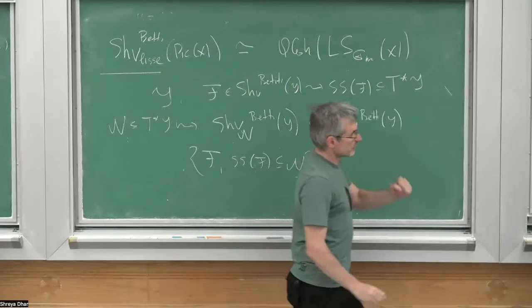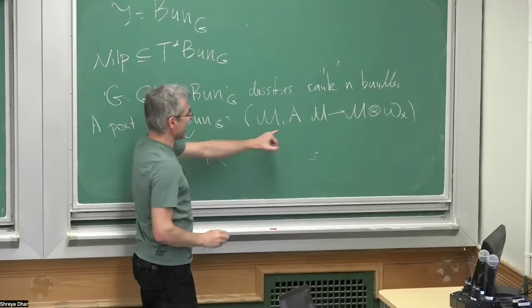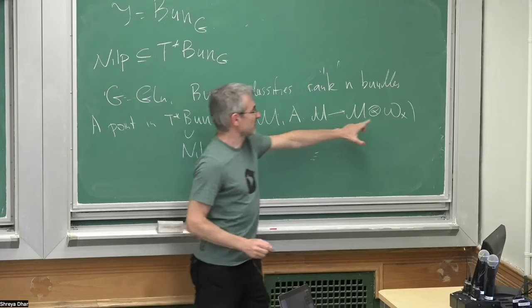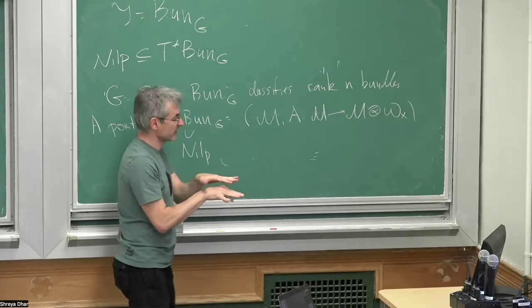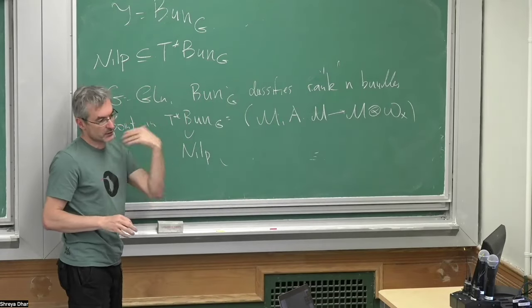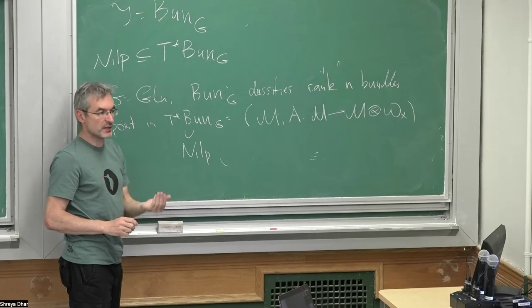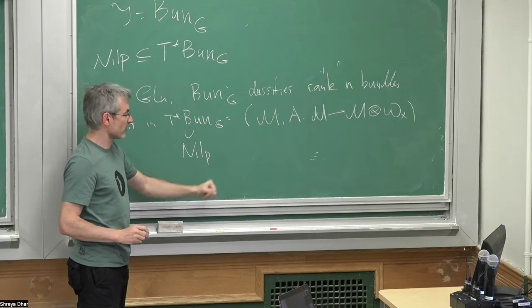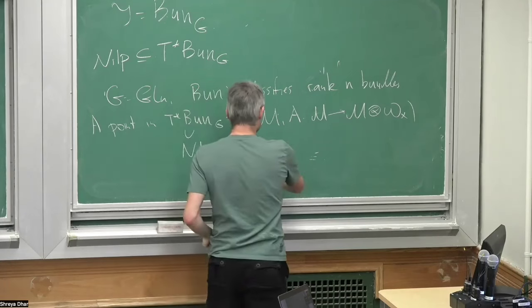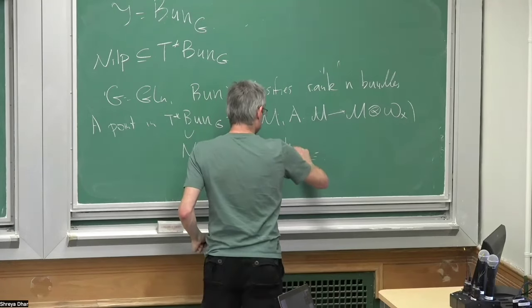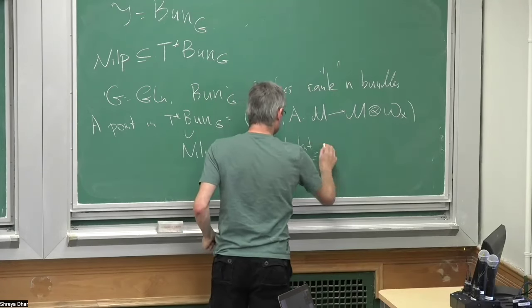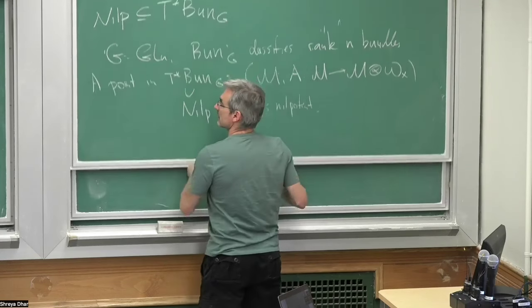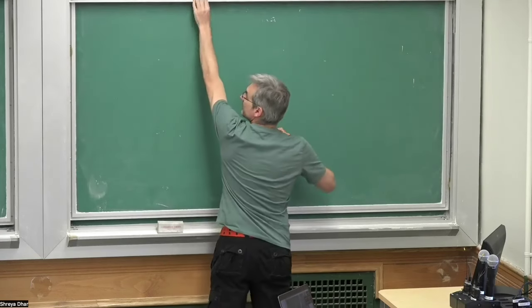Inside the nilpotent cone is the locus where this A is nilpotent. Because this is a line bundle, you can locally trivialize it. You can think of A as an endomorphism, and you can impose the condition that this endomorphism be nilpotent. That's what this nilp stands for. So A is nilpotent. Right. And so that finishes the definition.